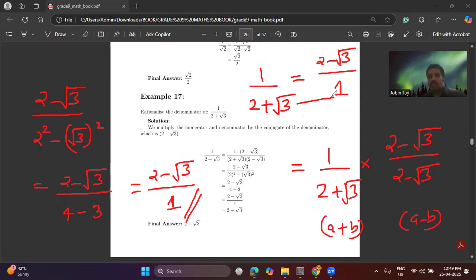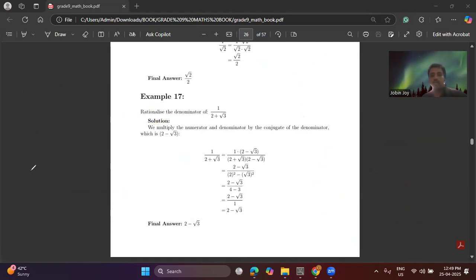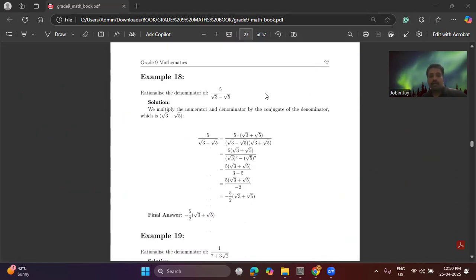So the denominator of the given irrational number is converted to what? A rational number. This is what is called rationalize or rationalization. Then take the next one.